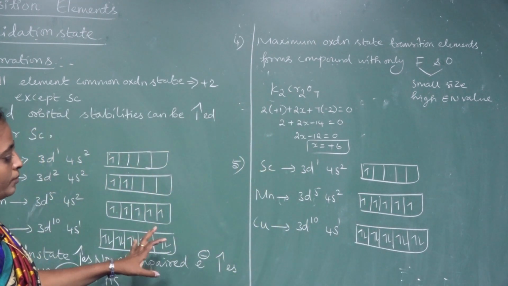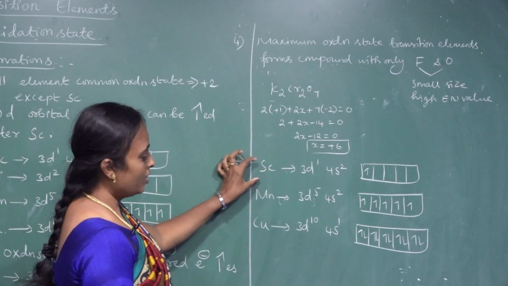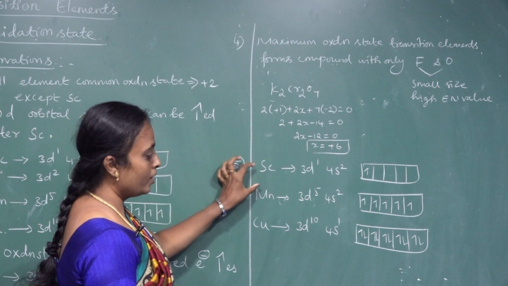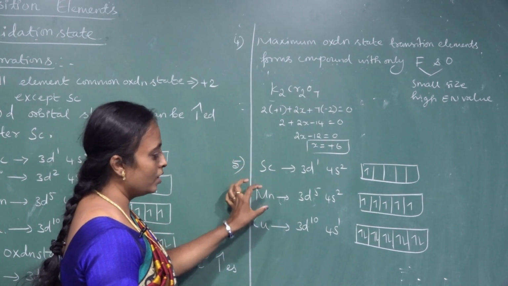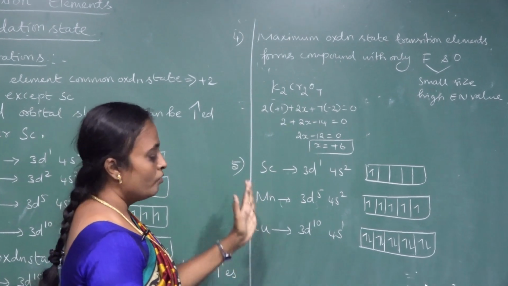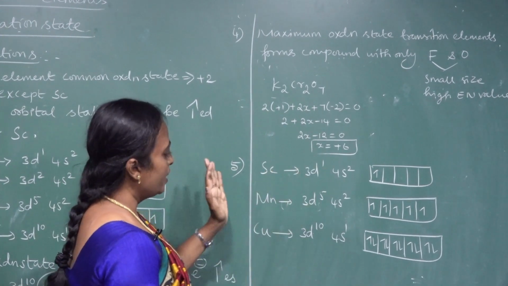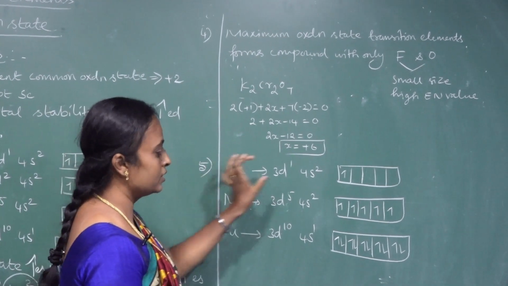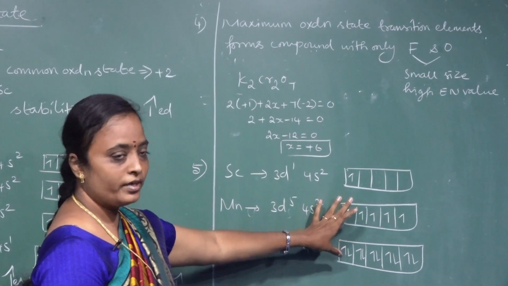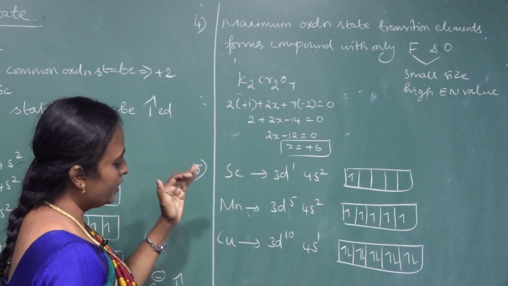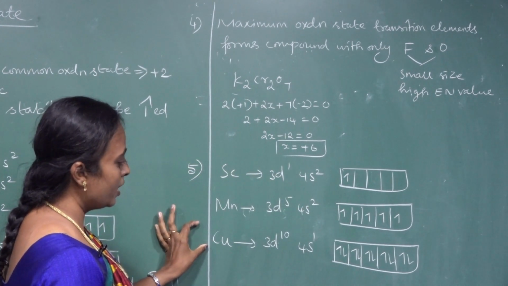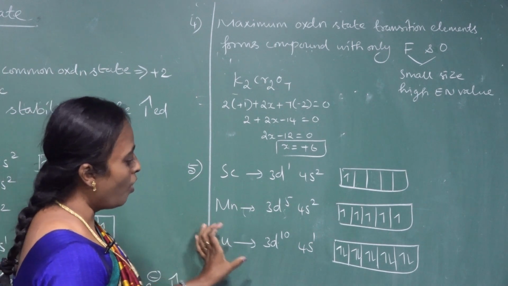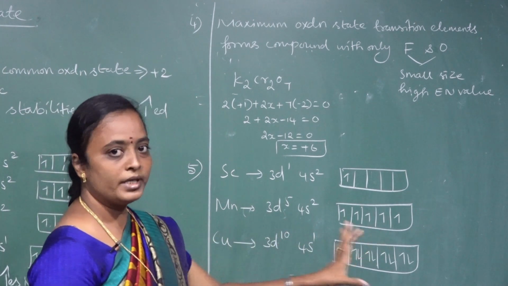Okay, so what is the point? It is clear. At the start of the series, the number of available d electrons is low: 1, 2, 3 like that. In the middle, the d electrons are in a half-filled configuration, and at the end of the series, copper and zinc, you will get all the 3d electrons completely filled.